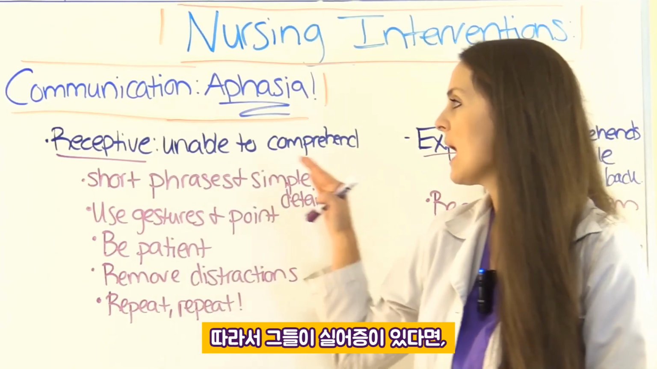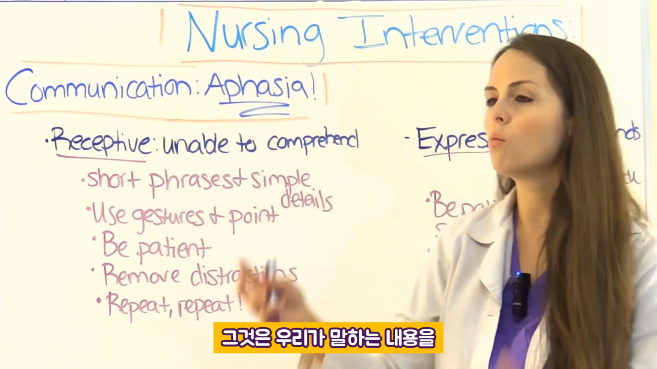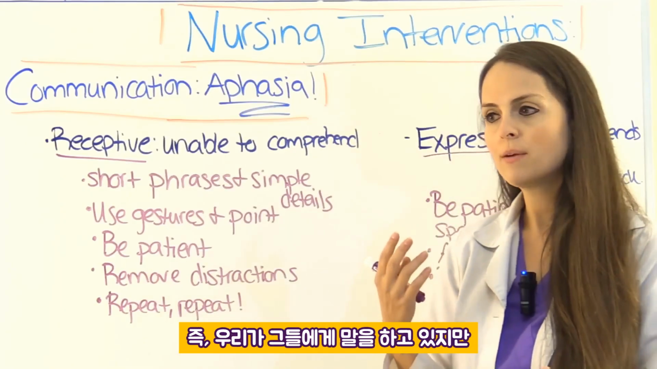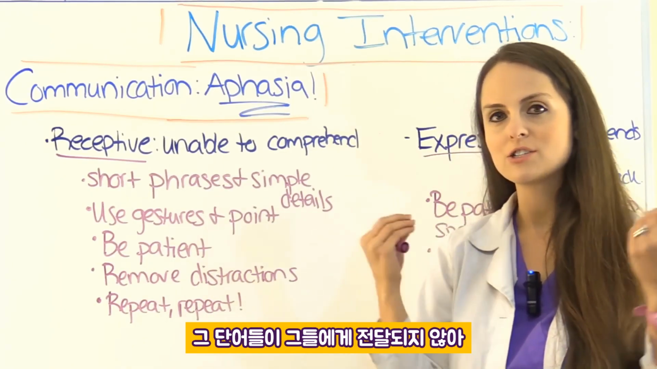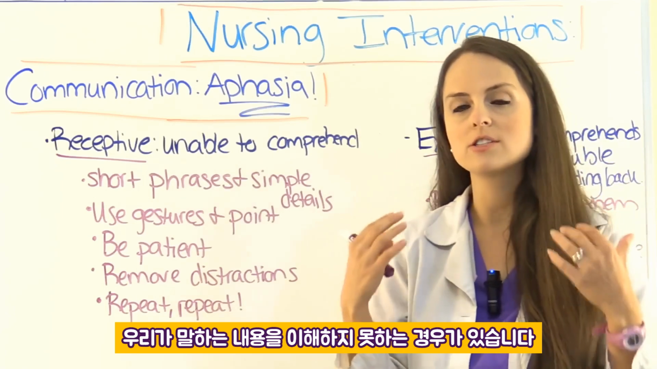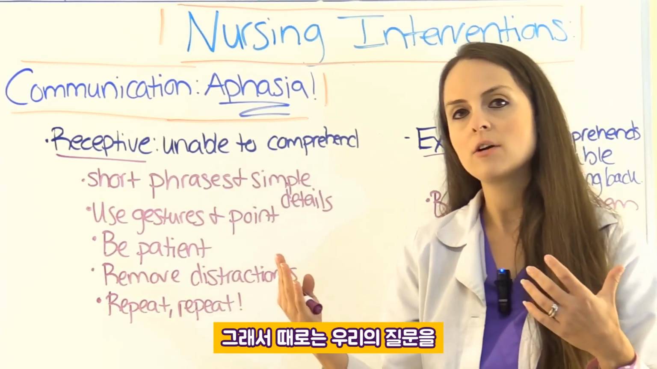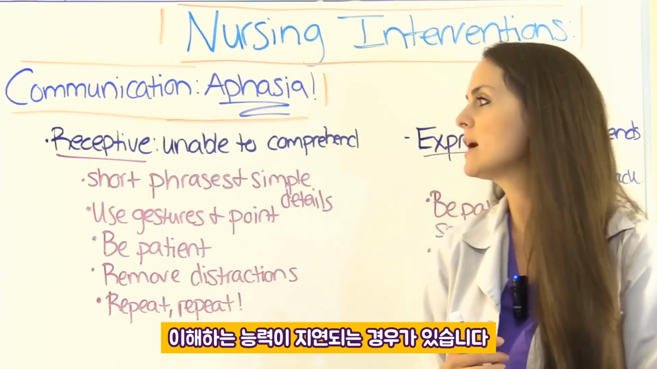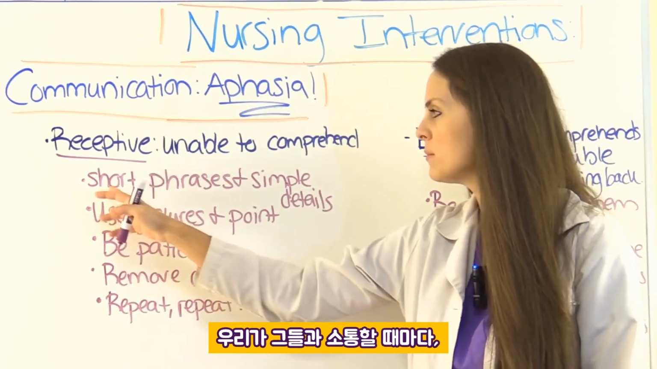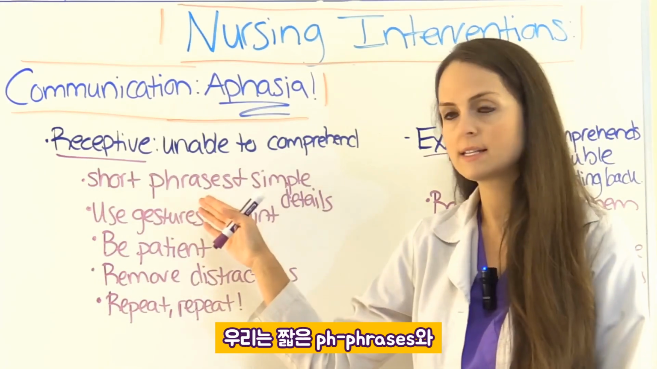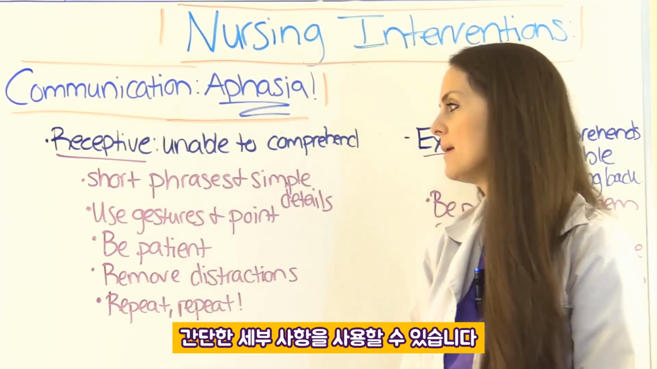So if they have receptive aphasia, that is where they are unable to comprehend what we're saying. So we may be saying things to them and those words are just not coming to them to make them understand what we're saying. So sometimes there's a delay in their ability to understand our question. So what can we do? Well, whenever we communicate with them, we can use short phrases and simple details. Don't go on and on.